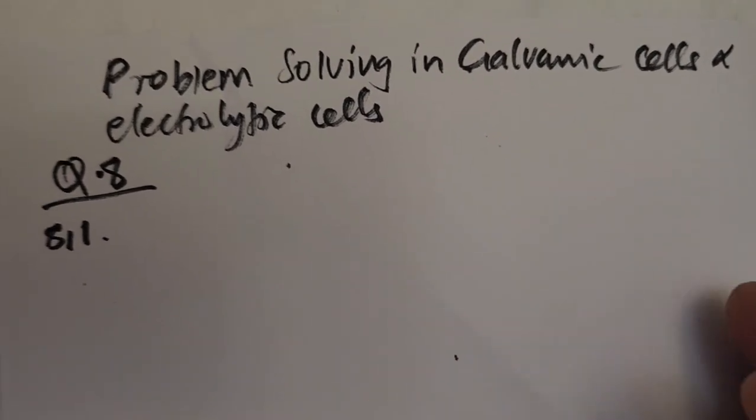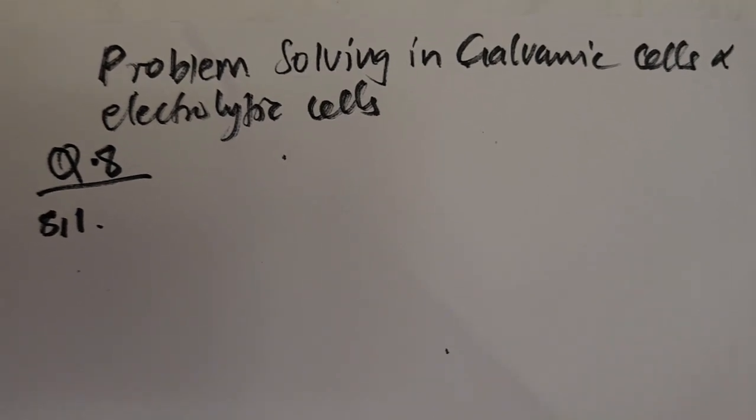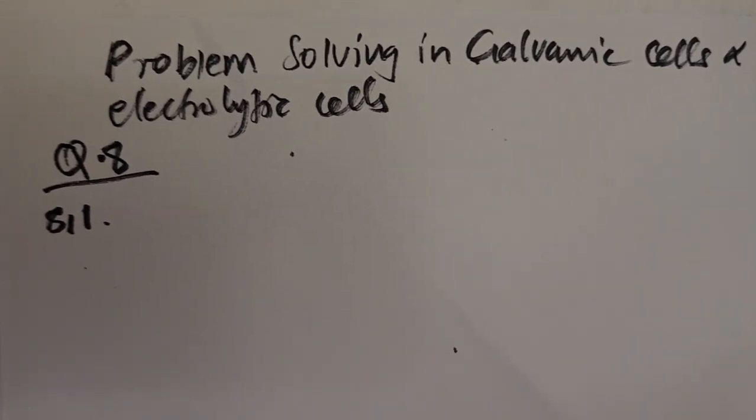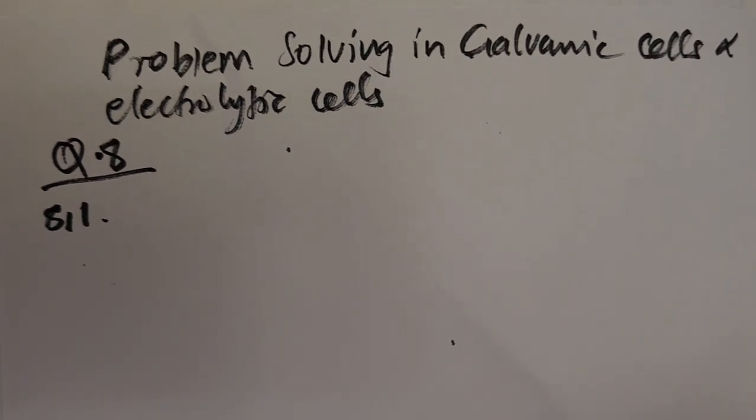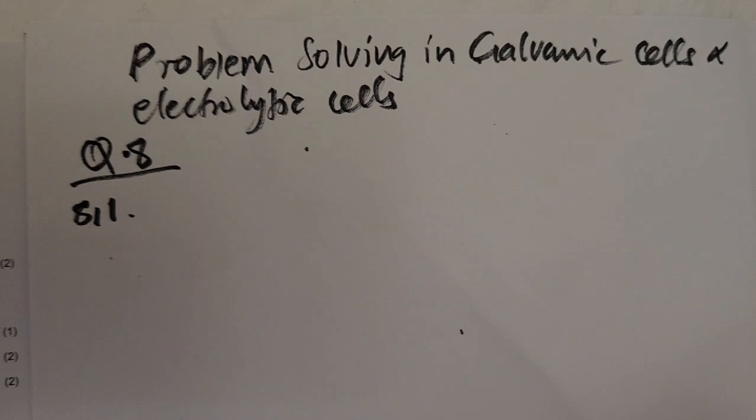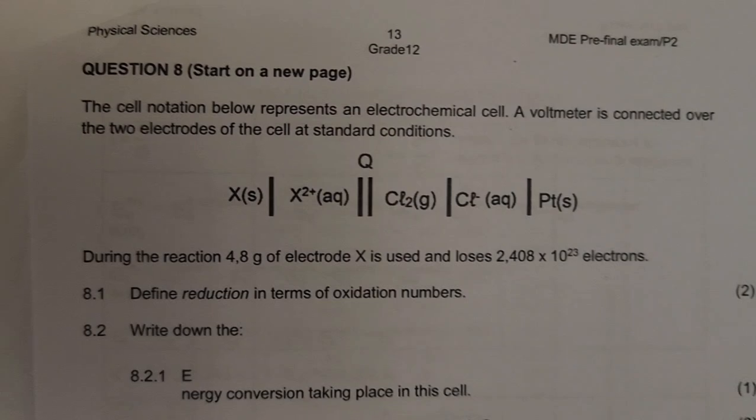Hello, grade 12 learners and teachers in physical sciences. Another session again in electrochemistry. Remember, electrochemistry is where we find the galvanic cell and electrolytic cell. So let's find out the latest questions with regard to this section.